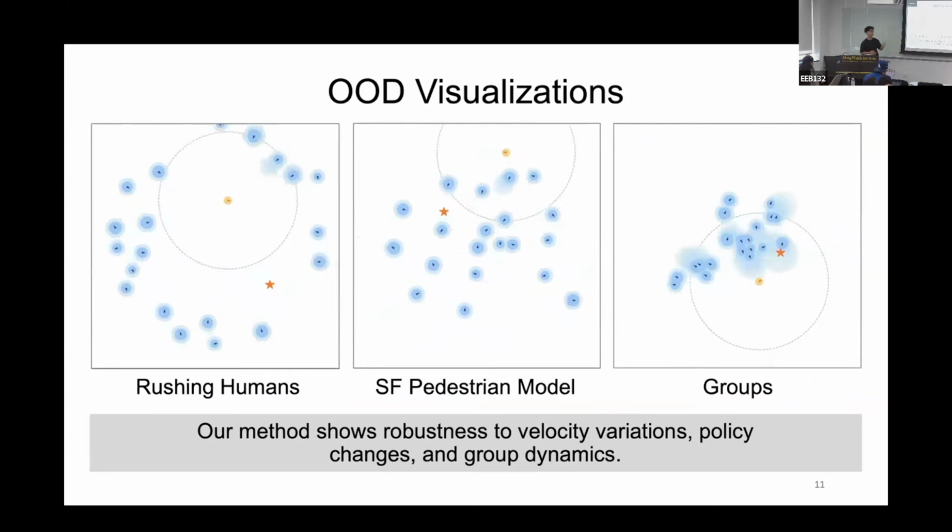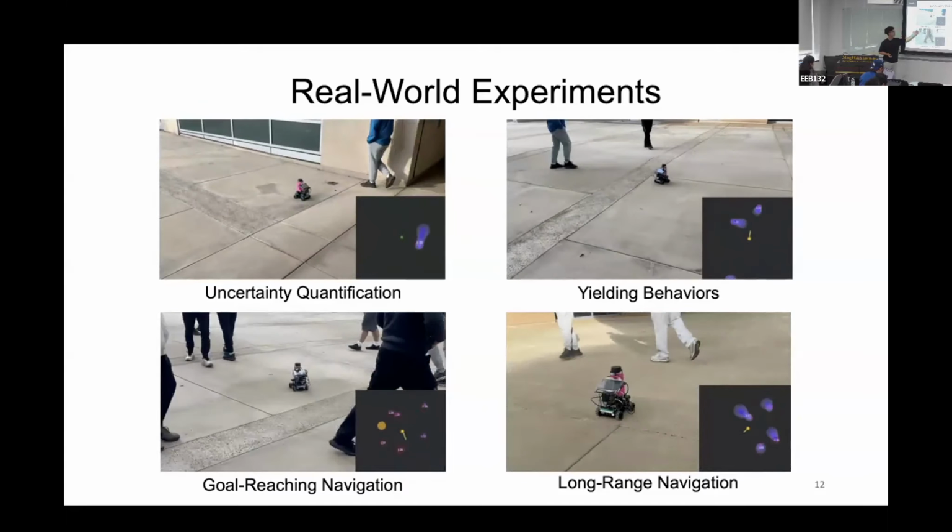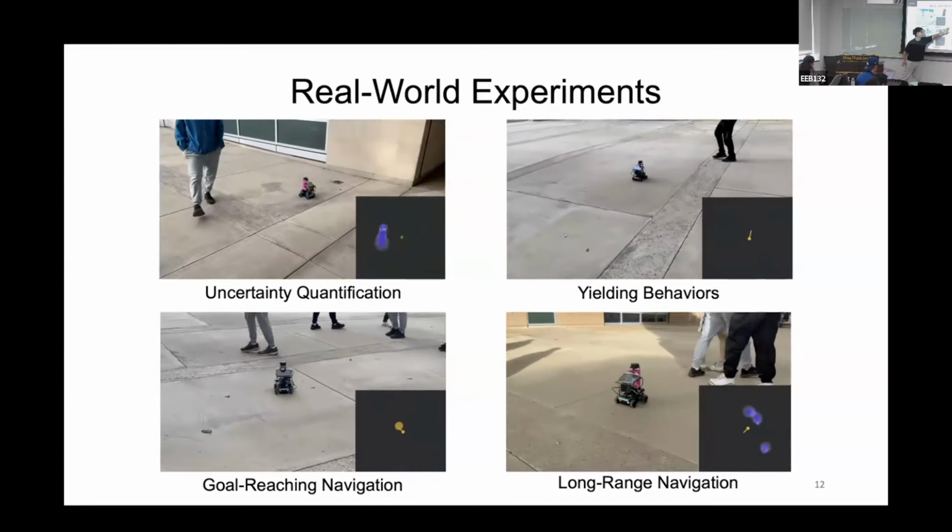We also include some real-world experiments in our paper, and we can see from the video that the robot behaves quite robustly even when the humans are running towards it.